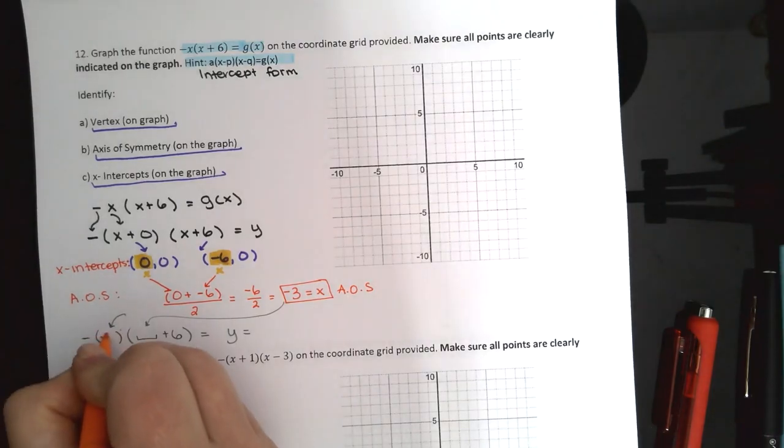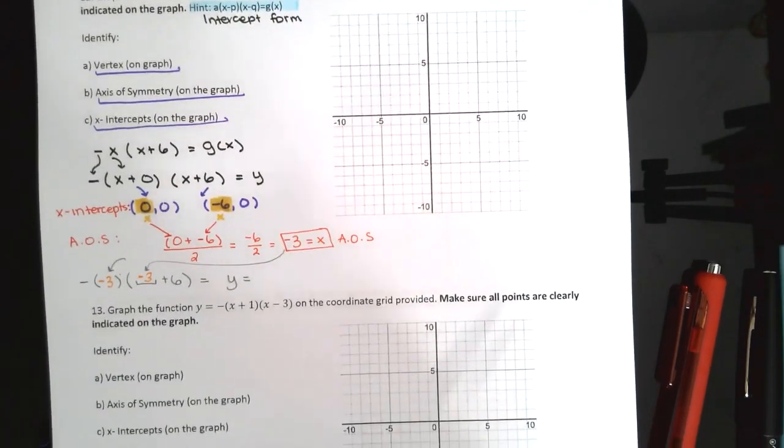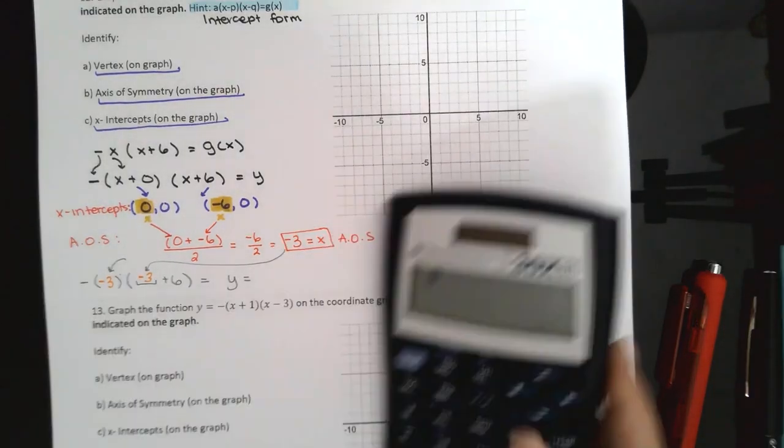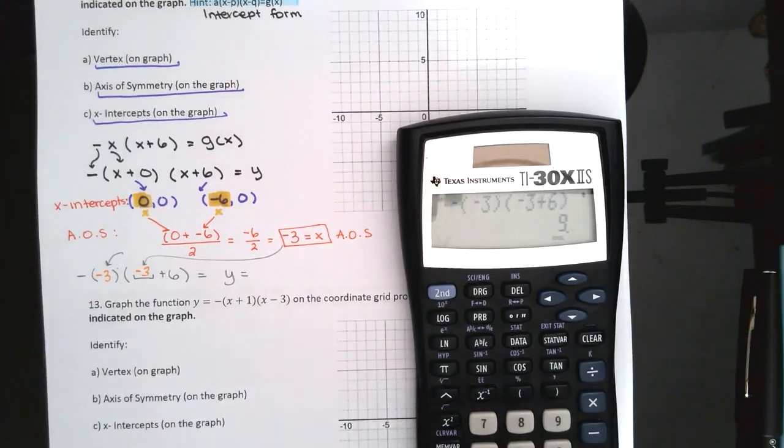So I'm going to put in negative 3. Careful with double negatives. That's why parentheses are important. I'm going to pick up my calculator. Let me find it. So I have negative down at the bottom, open, negative 3, close it, open, negative 3, plus 6, close it, equals, and I get 9.